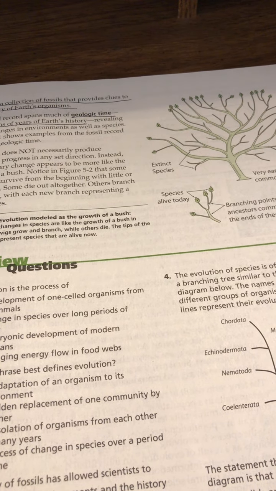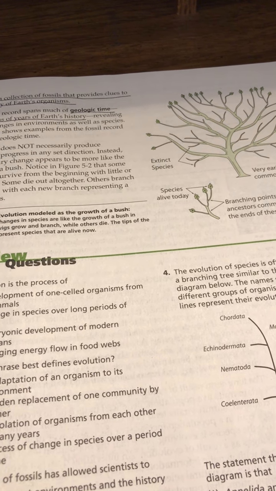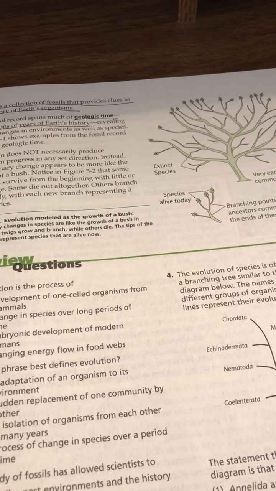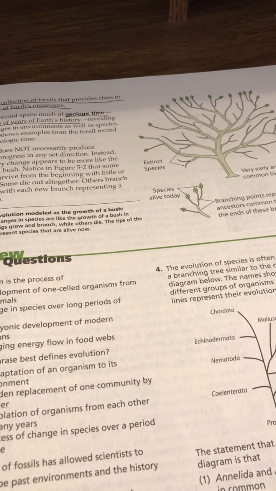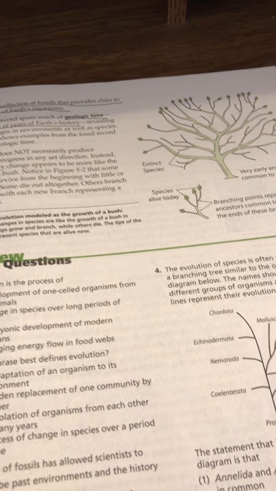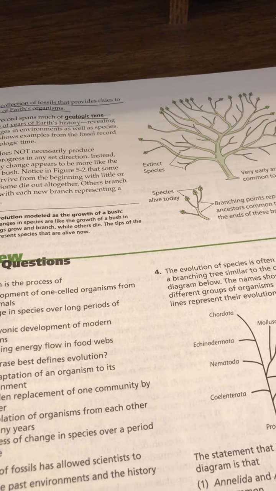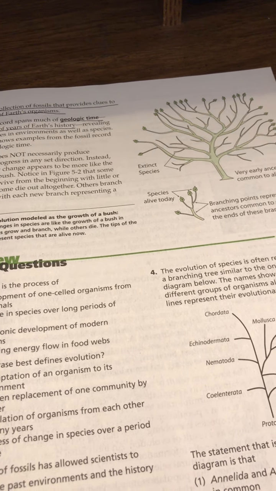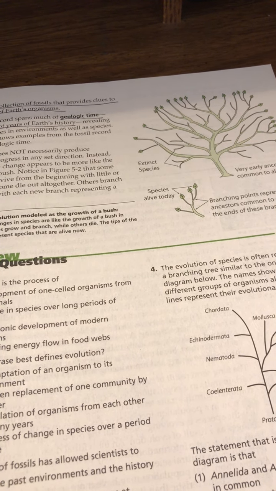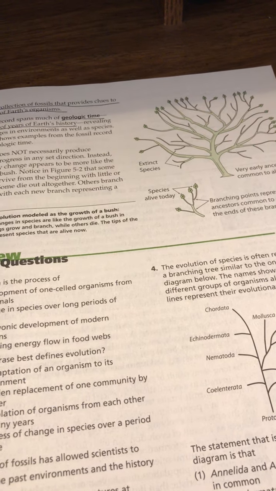Evolution does not necessarily produce long-term progress in any set direction. Instead, evolutionary change appears to be more like the growth of a bush. Notice in figure 5.2 that some branches survive from the beginning with little or no change. Some die out altogether. Others branch repeatedly, with each new branch representing a new species.